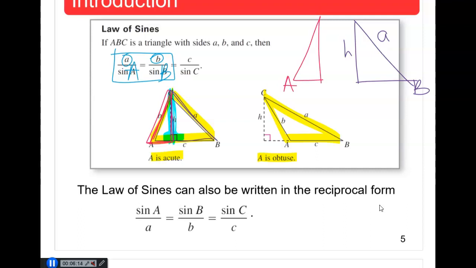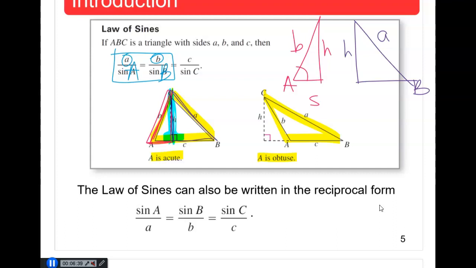angle A. We have H for height. That is the same blue line that I traced. And then we have here, and I'm going to erase a little bit so you can see it, B. I don't know why my eraser is not working. So that is B.